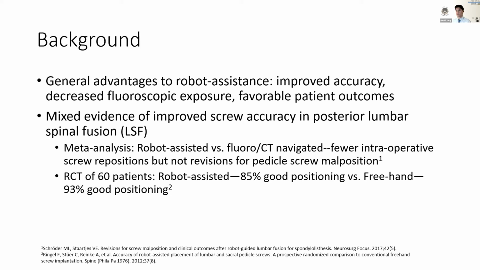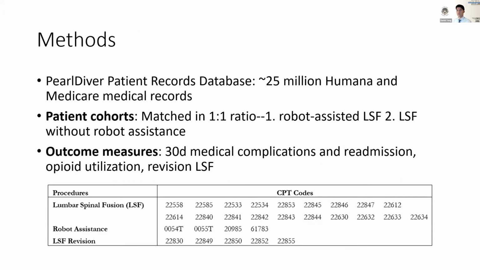In a meta-analysis of robot assistance versus fluoro CT navigation, there are fewer intraoperative screw repositions, but no differences in revisions. In an RCT of 60 patients, robot assistance actually led to a lower percentage of good positioning compared to the free-handed technique. That really motivated this study, which utilized a national database, specifically the PearlDiver Records database. We matched in a 1-to-1 ratio robot-assisted LSF with non-robot-assisted LSF along key demographic variables.